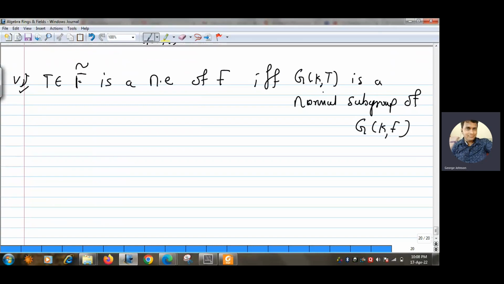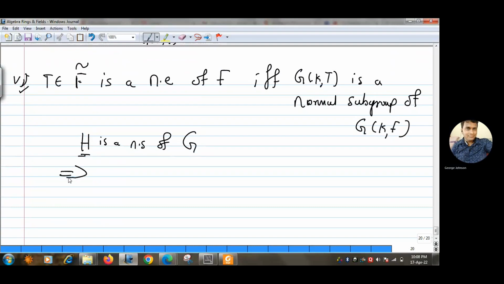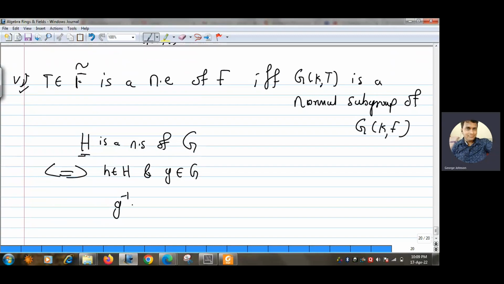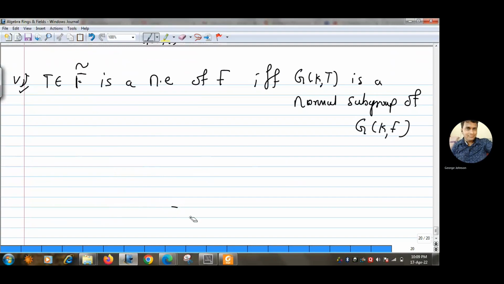I hope that you remember the definition of normal subgroup. We say that H is a normal subgroup of G when, if and only if, whenever I start with h belongs to H and g belongs to G, g inverse h g also belongs to capital H. This is the definition of normal subgroup. Okay, we have recalled the definition of normal subgroup.